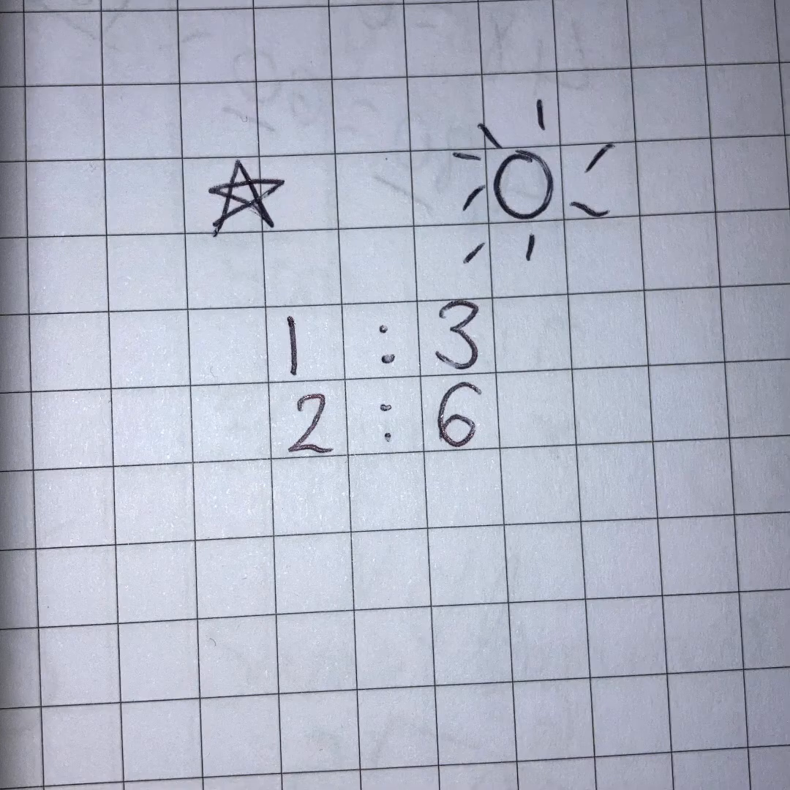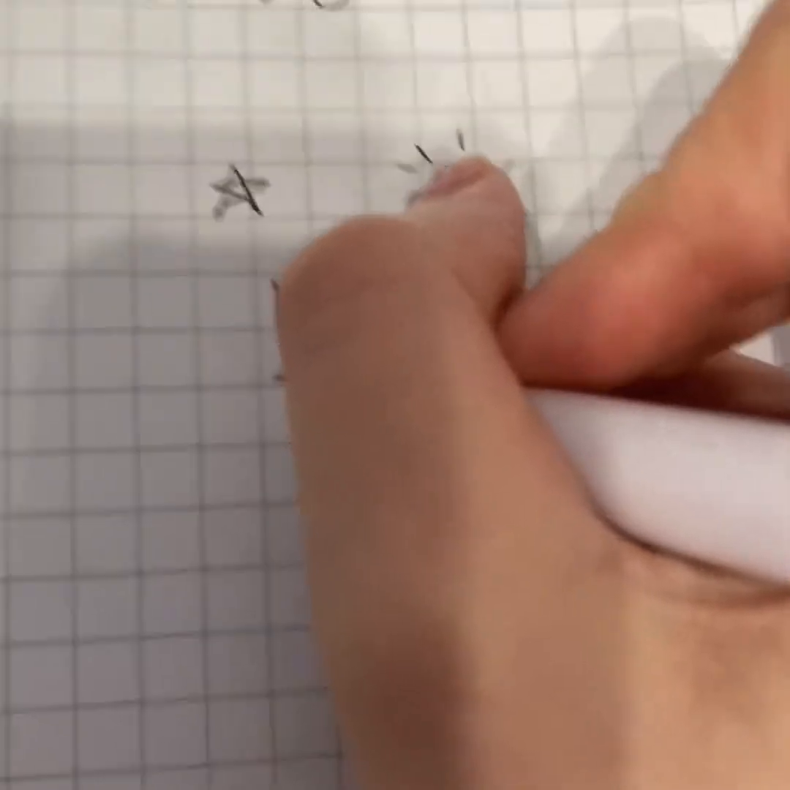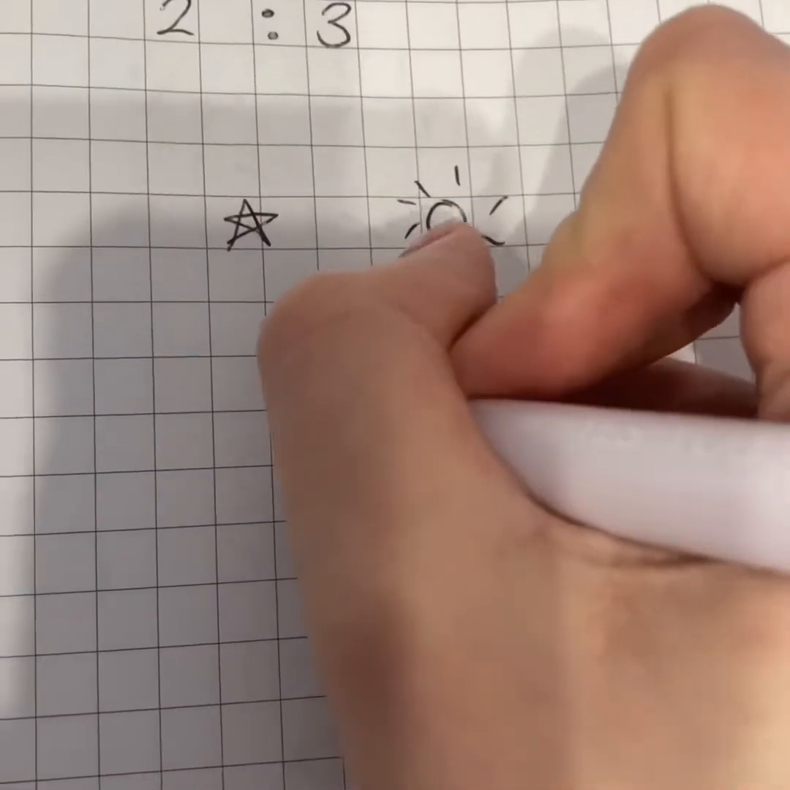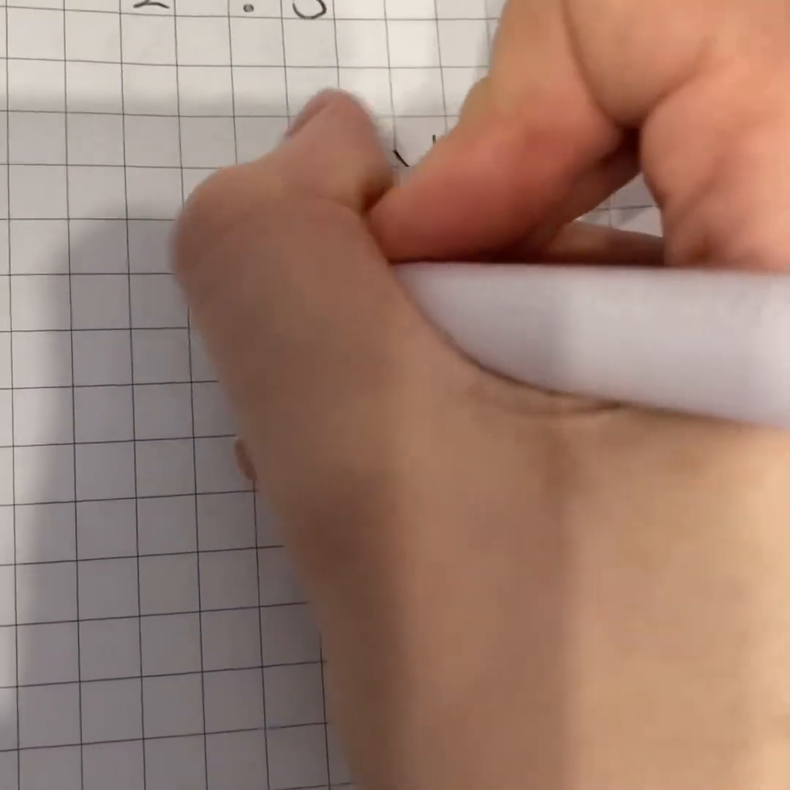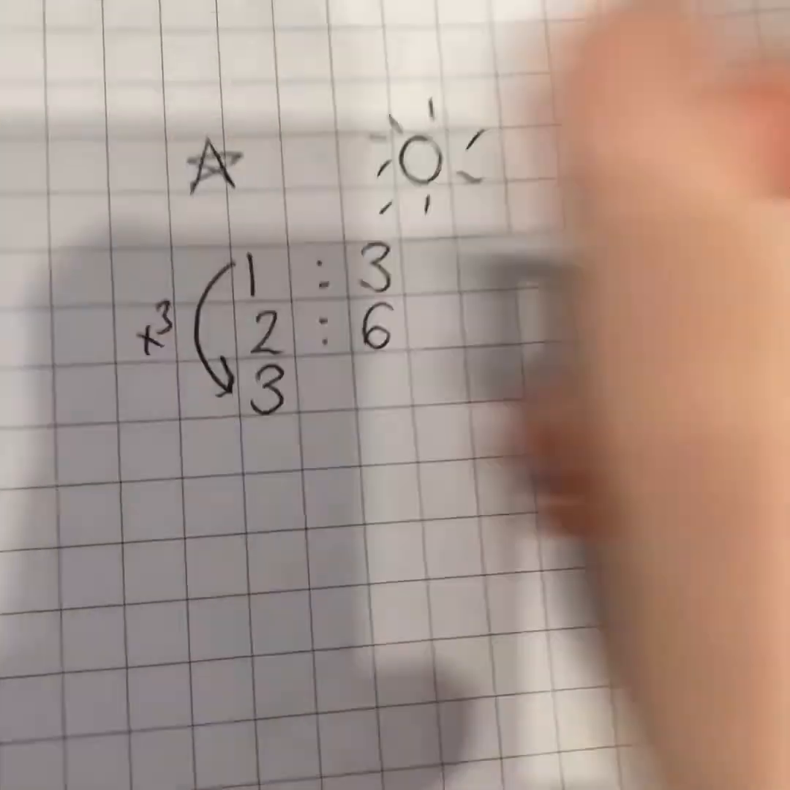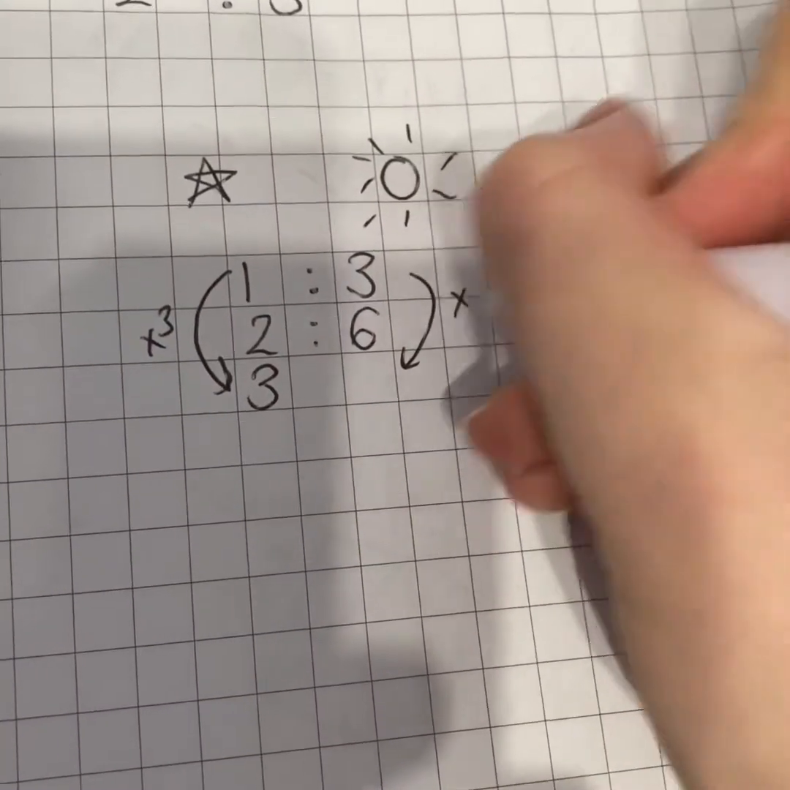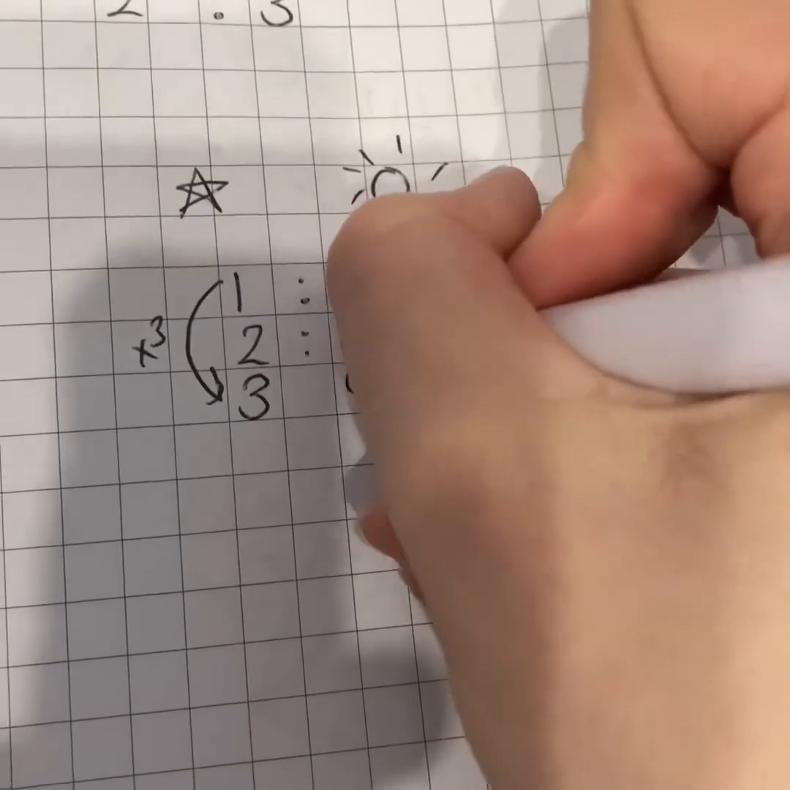So for B then, she said that for every 1 star, there are 3 suns. So I've written that basic ratio down at the top. Then I thought about, well, if there were 2 stars, I've timesed it by 2, so there would be 6 suns. I then thought, well, if there are 3 stars, I've timesed this by 3, so I'll times this by 3. 3 times 3 is 9.